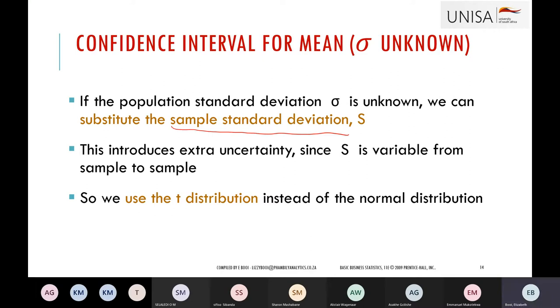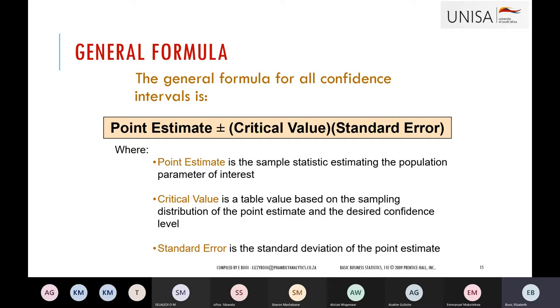Always remember, when we find the confidence intervals, the same will still apply. We're going to use the formula: point estimate plus or minus the critical value times the standard error. Now, our critical value will not come from the cumulative standardized normal distribution Z value. It will come from the T distribution table. Your standard error will still stay the same, because it will be the sample standard deviation divided by the square root of your sample size. Your point estimate for the mean will still remain as your statistic, your X bar, or your sample mean.